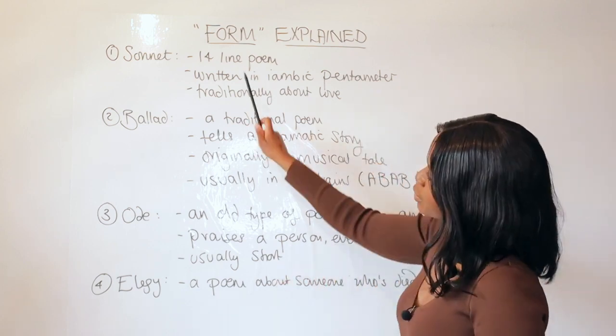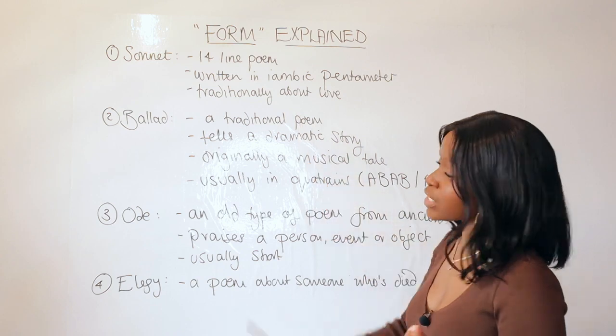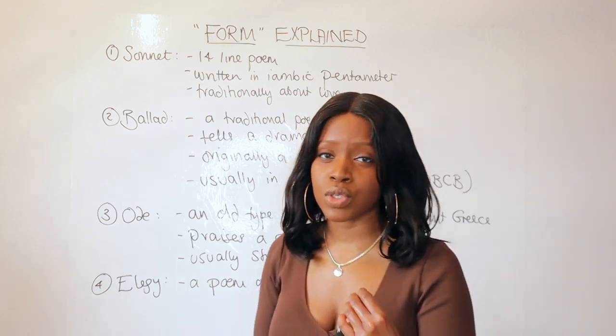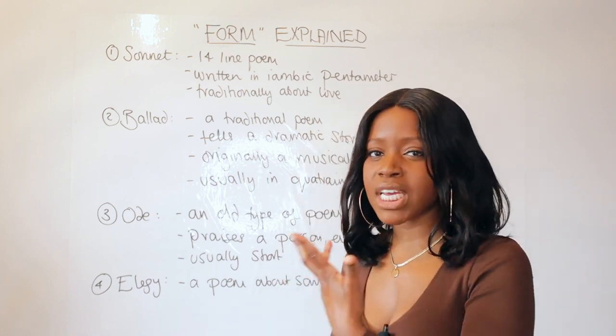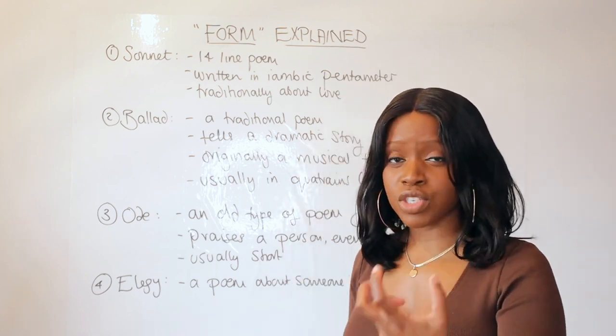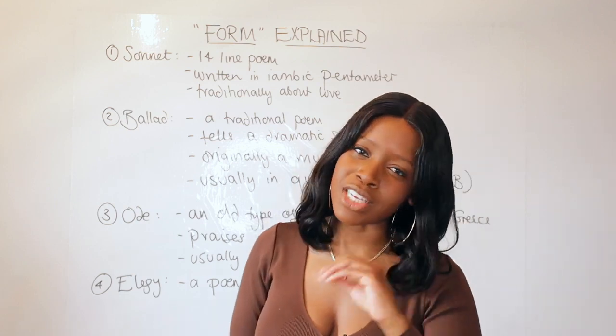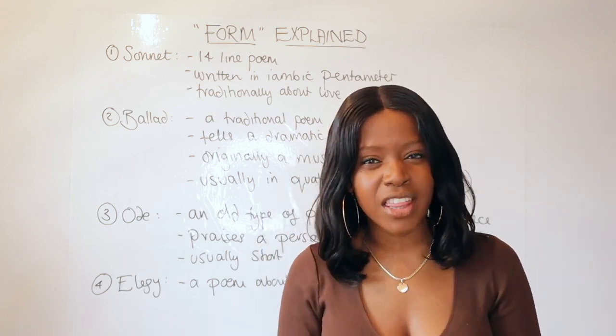So just to quickly recap, a sonnet is a 14-line poem written in iambic pentameter and it's traditionally about love, but sometimes it's used ironically, such as, for example, how Ozymandias talks about a king that's passed away, and it's written in a sonnet form, but actually we realize he uses that ironically because he doesn't actually like the king.